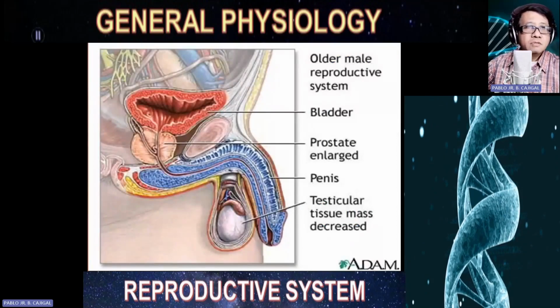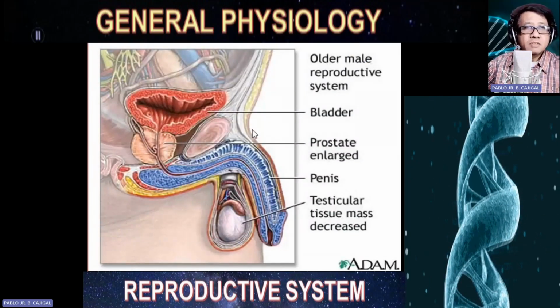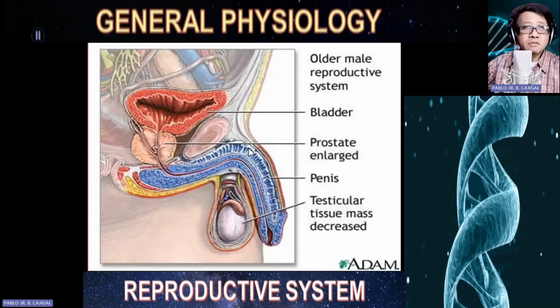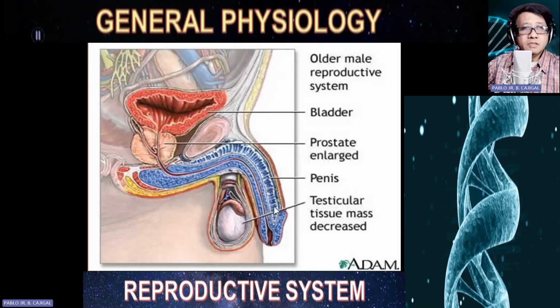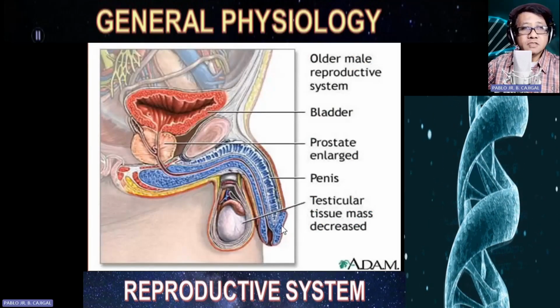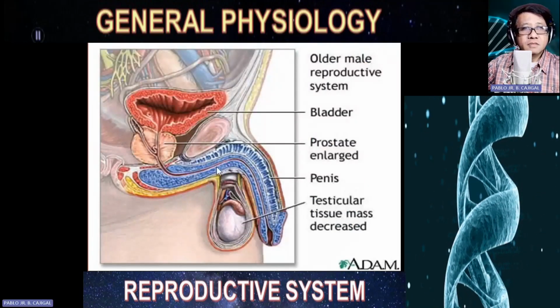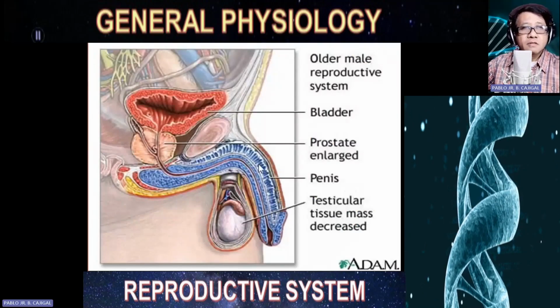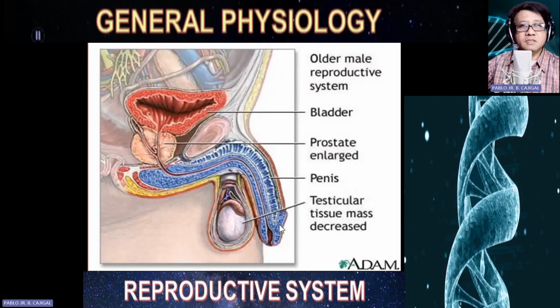If you take a look at this, this is the root here, so it attaches the organ to the abdomen. Then we have the shaft of the penis. And this is the glans penis, which is the conical structure right at the end of the penis. So root, shaft, and glans penis.